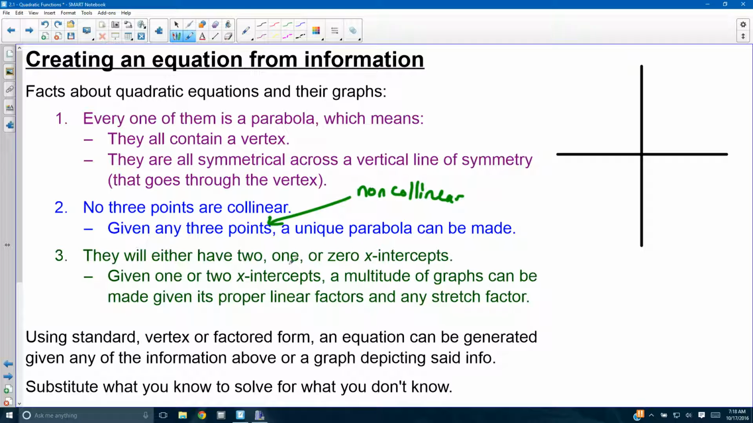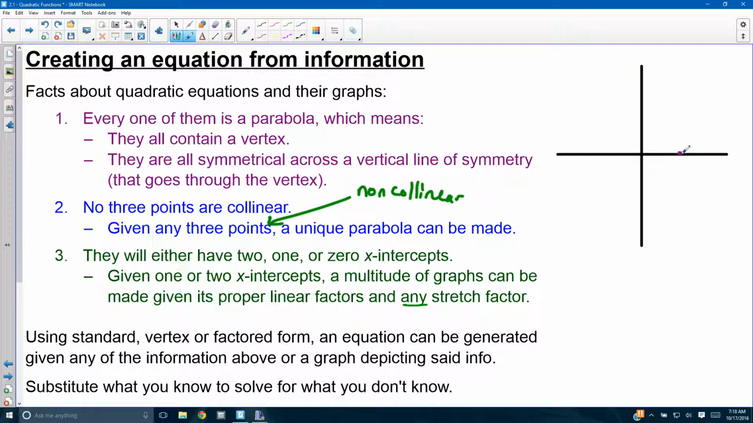They will either have 2, 1, or 0 x-intercepts. Now, I mentioned what it looks like to have those 3 and also with the discriminant as well. But given 1 or 2 x-intercepts, there's a multitude of graphs that can be made, given its proper linear factors and any stretch factor. If I have these 2 x-intercepts right here, how many parabolas could you make out of that? Well, here's one. Here's one that's taller. So you can do any imaginable ones as long as they go through those points.